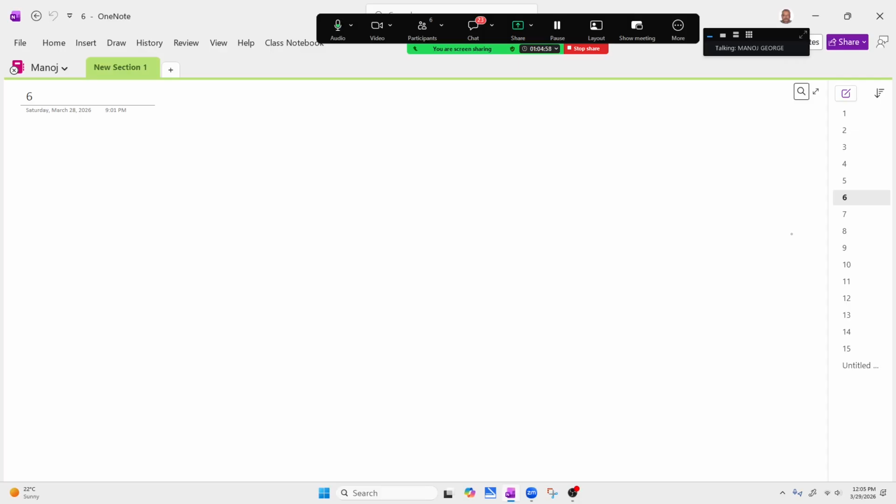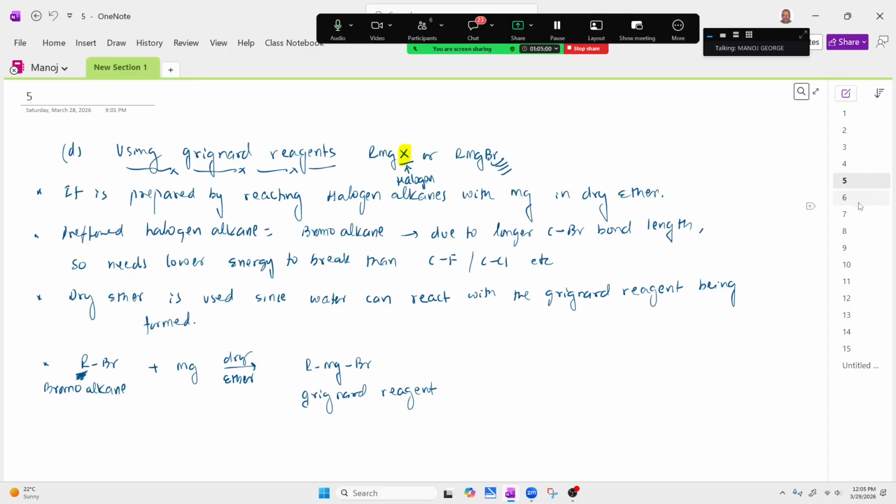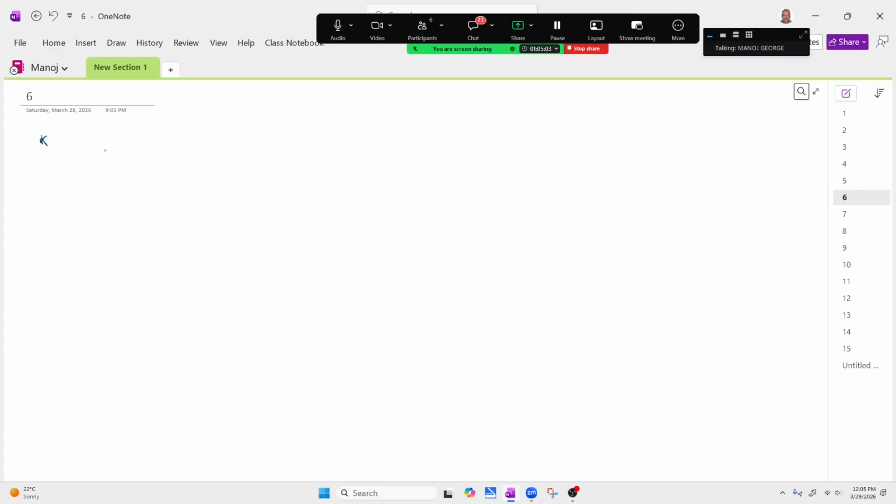All right, let's have a look. The heading goes as Grignard reactions, so reactions involving Grignard reagents. Okay, so let's see how it's done. There are four reactions you actually have to study to understand how this goes. So this is the first reaction. First reaction is reaction with CO2.